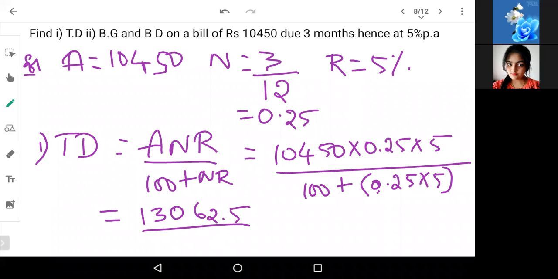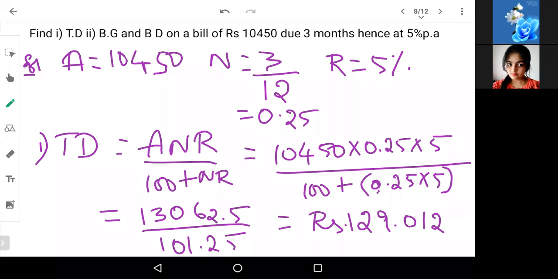So 13,062.5 divided by 101.25. How much do you get? Rupees 129.012. Now here, after the decimal, if this number is more than 5, then you can take it as 130. Don't round off simply. If not, it is 129. So this is the true discount.